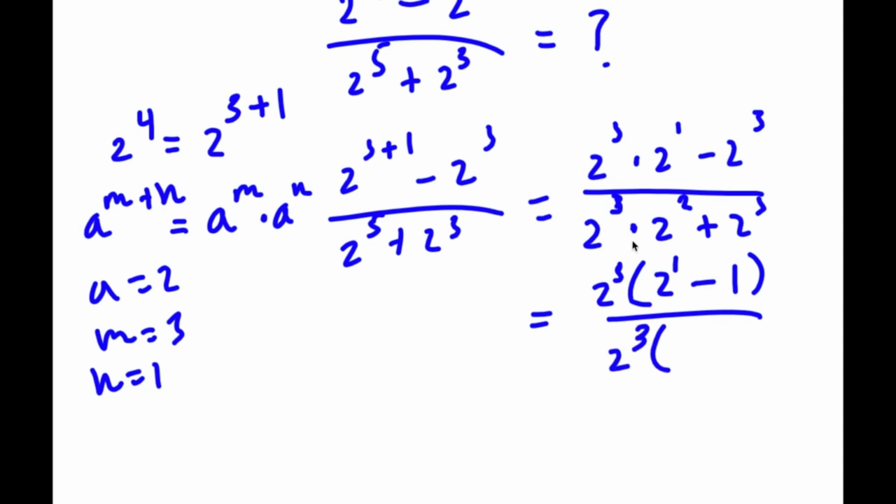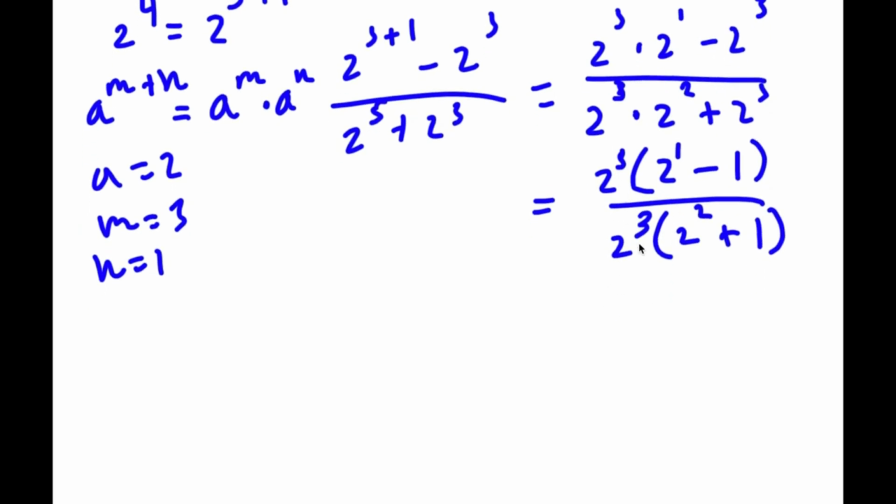So I have 2 to the power of 3 times, now 2 to the power of 3 times 2 squared divided by 2 to the power of 3, simply 2 squared, plus 2 to the power of 3 divided by 2 to the power of 3 is 1. Now, because both our numerator and denominator have 2 to the power of 3, these two can simply cancel out because 2 to the power of 3 divided by 2 to the power of 3 is 1. So now I'm left with 2 to the power of 1 minus 1 divided by 2 squared plus 1.